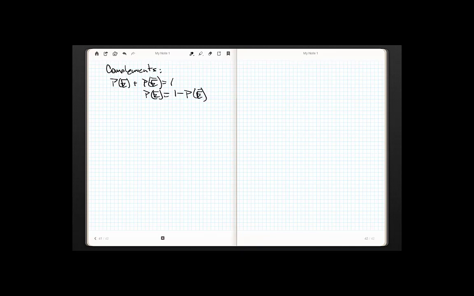Now, let's do a problem that uses complements really, really nicely, because otherwise things can get out of hand. Let's say that we're going to flip a coin 5 times, and I want to figure out the probability of at least one head. Now, as soon as I see this little notation right there, my spidey sense starts to tingle. And I'll explain why in just a sec.